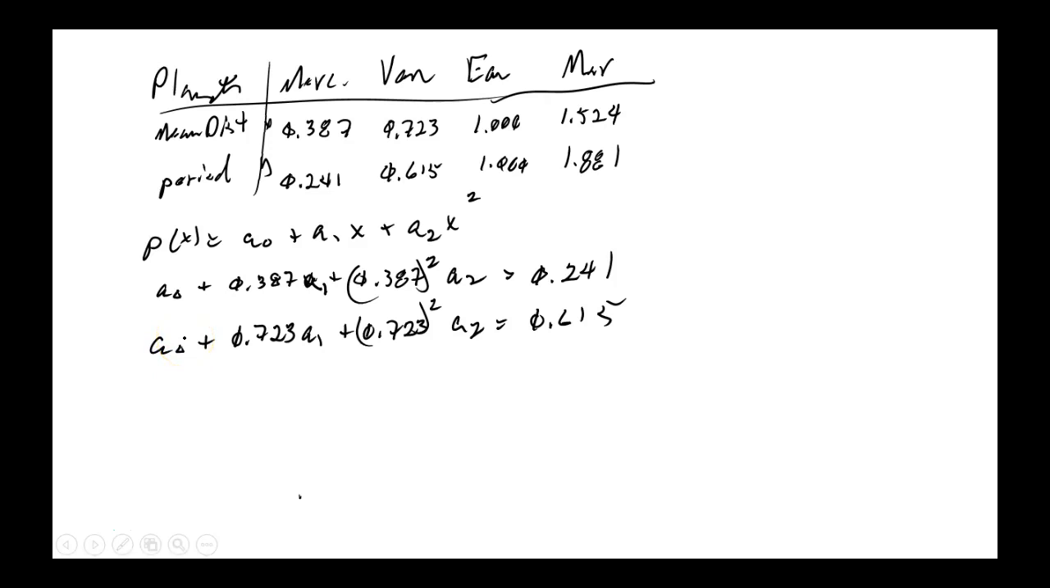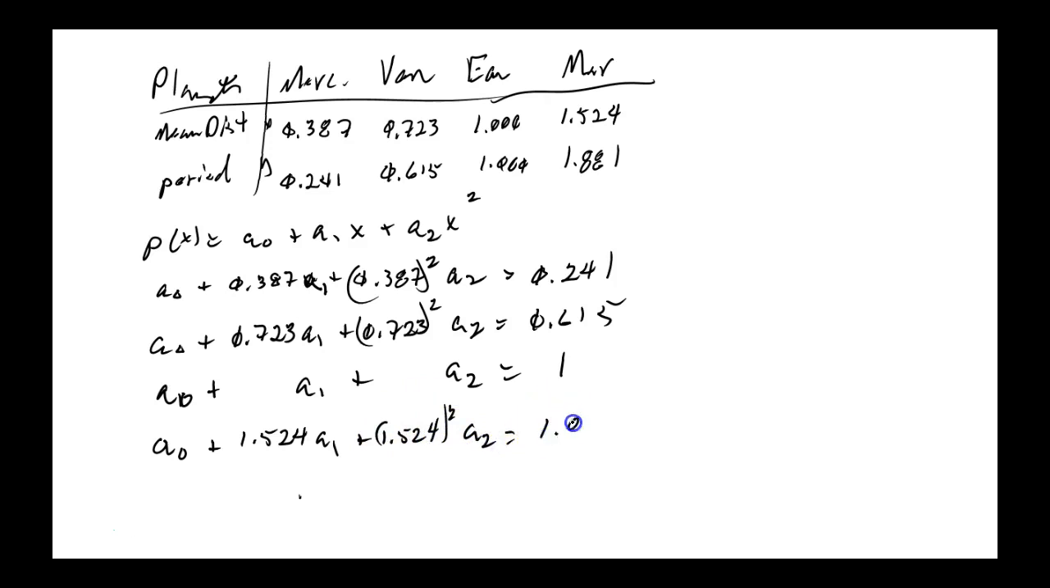The next one, Earth, is pretty simple. That would be A0 plus A1 plus A2 is equal to 1. And then the last one would be A0 plus 1.524 A1 plus 1.524 squared A2 is equal to 1.881. So that would be your 4 equations for unknowns.